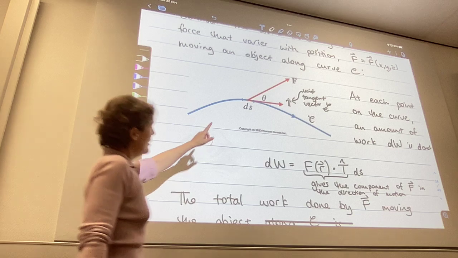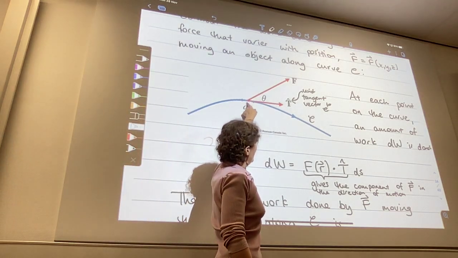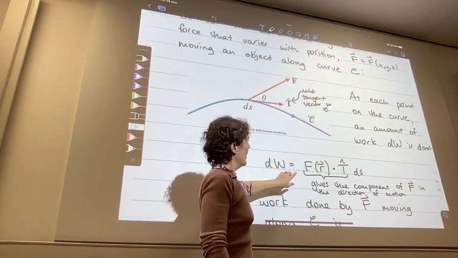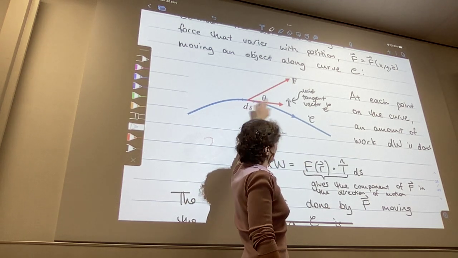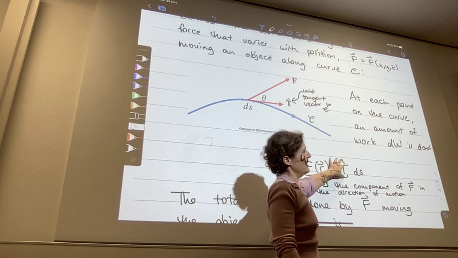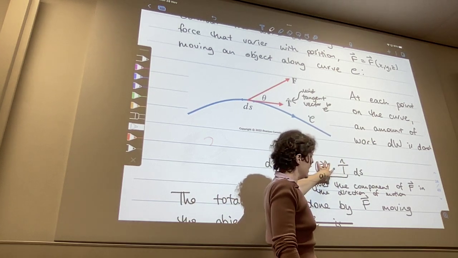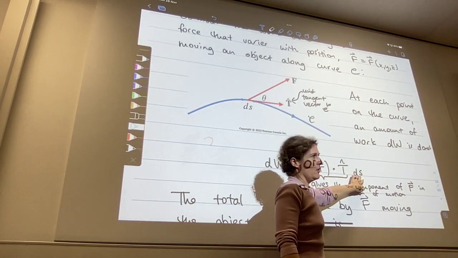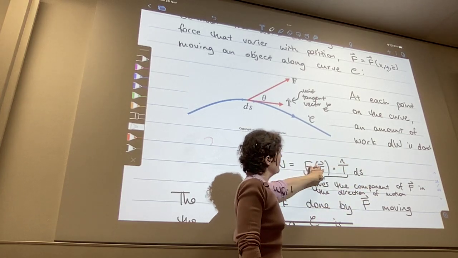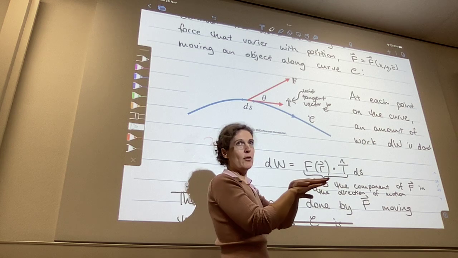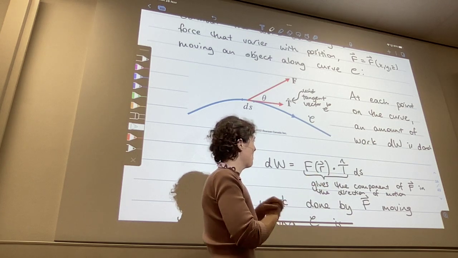So to think about what is the little bit of work done over here, we could call that dW. It's our force at that point times the tangent vector. So this is just finding F dot T times the little distance that we've got. So here I'm using the tangent vector to get the component of F in the direction that I'm moving. Okay?